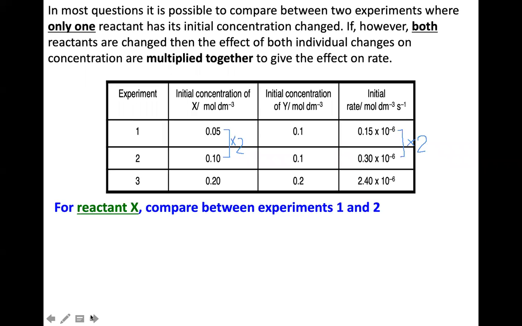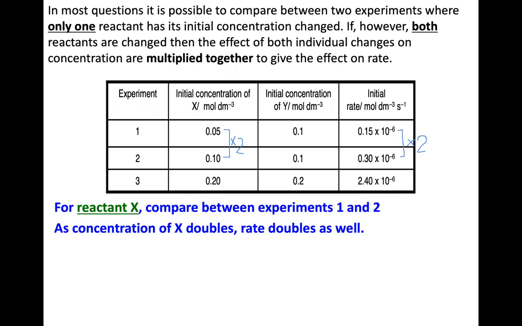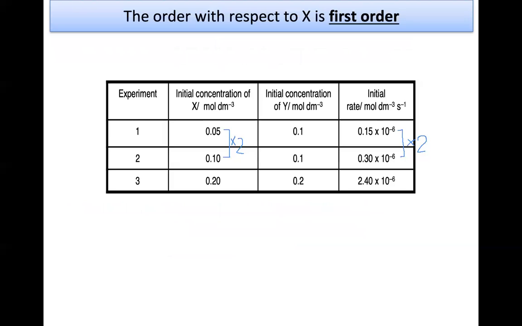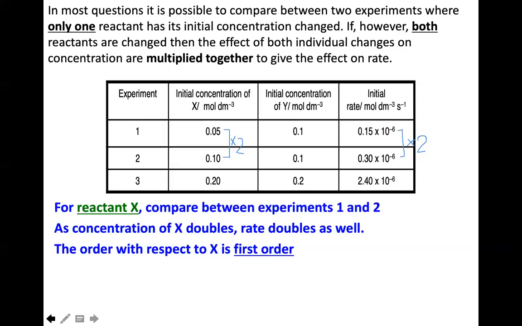For reactant X, compare between experiments 1 and 2. As concentration of X doubles, the rate doubles as well, okay? Therefore, the order with respect to X is first order. So please make sure this is the format that you would use in your answer, right?